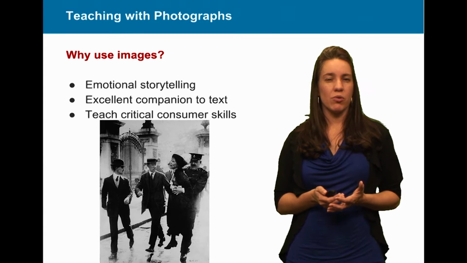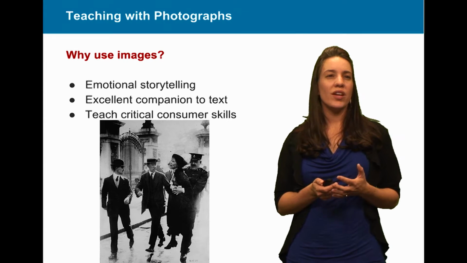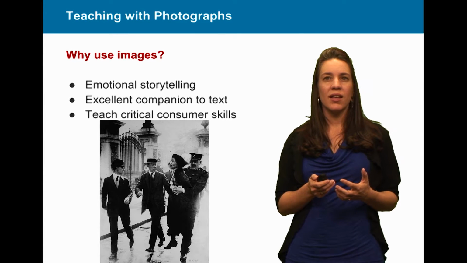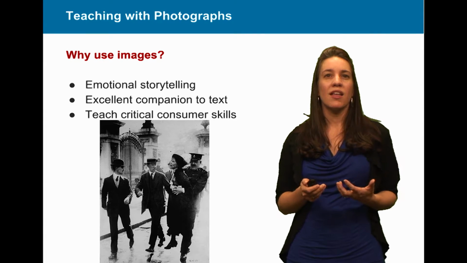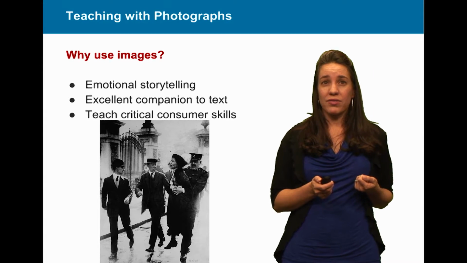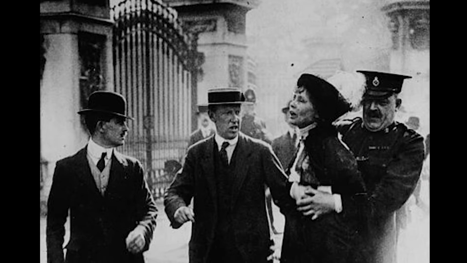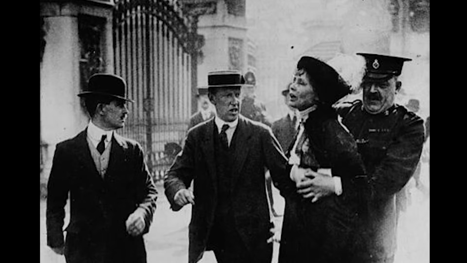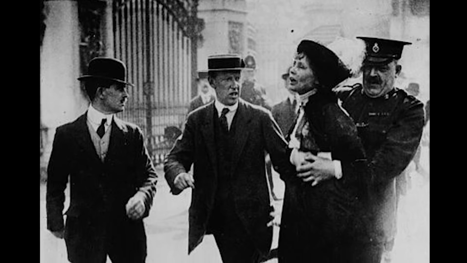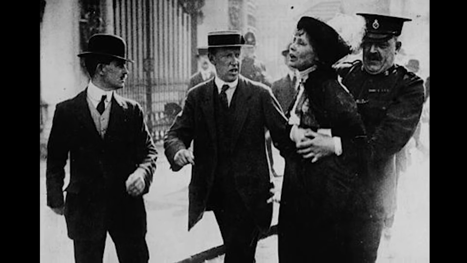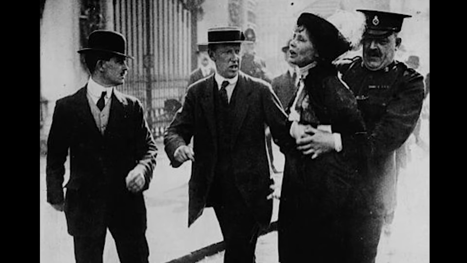Images are also very emotional. They're photographs of people who have interesting stories, who were interacting with events and places, and there are excellent emotions that you can pull out of photographs if you know the right questions to ask. Like this photograph you see, which is one of my favorites. It's Emmeline Pankhurst, a British suffragette, being carried away by a policeman after protesting for women's right to vote. And what a great story this photograph tells. Images are also an excellent companion to text, and they teach really critical consumer skills.